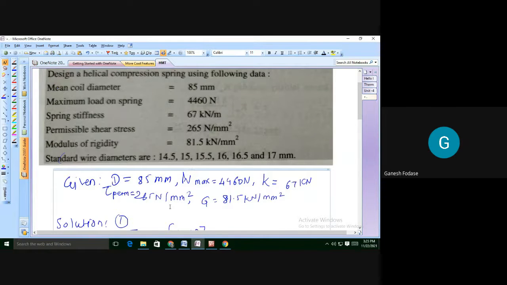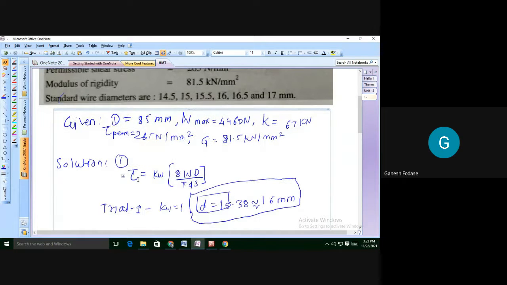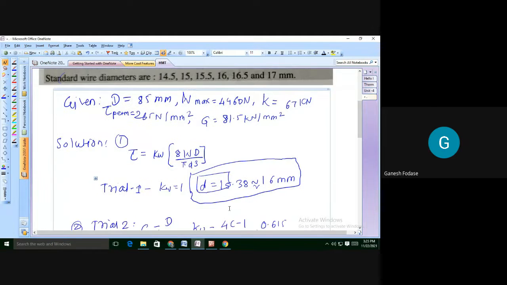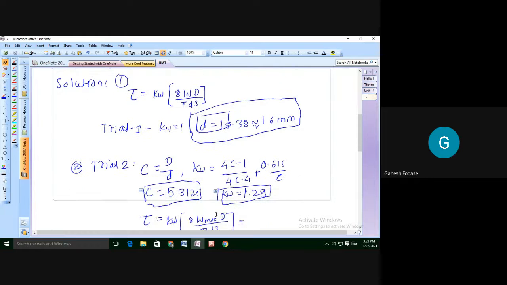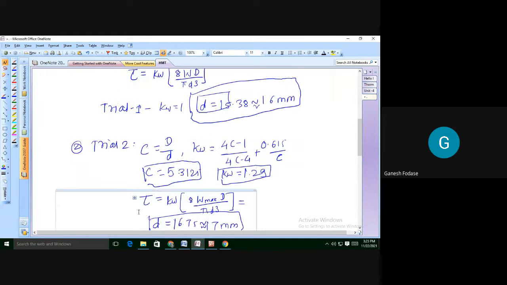Thus we need to design a spring. For this, we use first stress equation. The permissible stress is equal to, we know this equation, but in this equation, Kw as well as D is unknown. So we assume as Kw was not known, then we assume Kw as 1, first for trial and error basis. Once we get Kw is equal to 1, we get value of D as 16 mm. Once we get D 16 mm, then based on this D, we find out C and Kw. And based on this C and Kw, we get tau value.